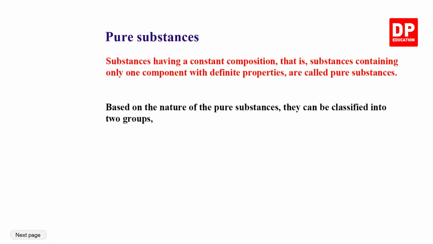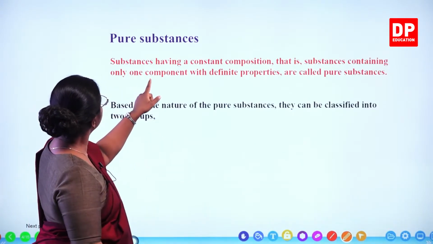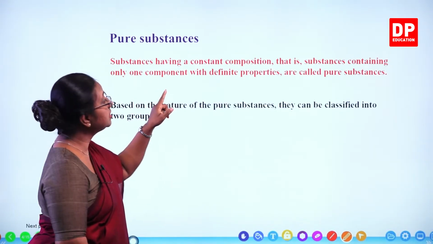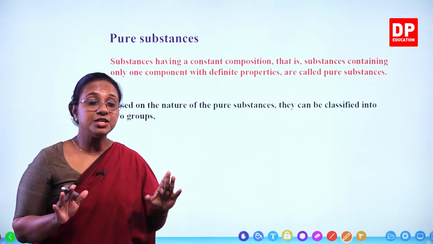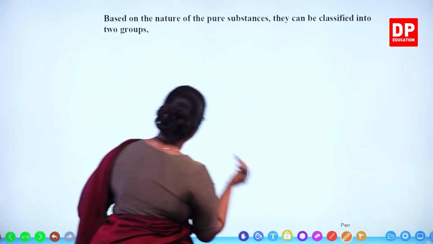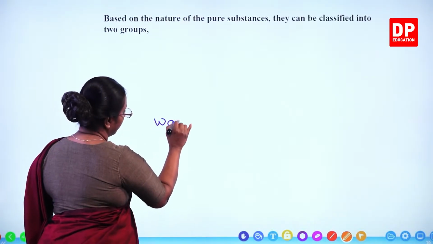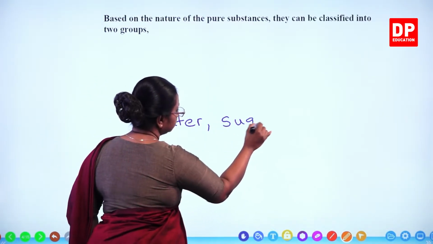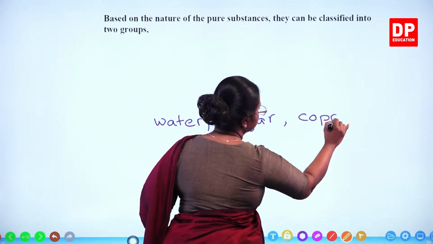So first we will look at pure substances. We will try to understand what pure substances are. Pure substances, substances having a constant composition, that is, substances containing only one component with definite properties are called pure substances. I will explain that. So the first part, substances having a constant composition. When you say constant composition, now we looked at some examples. I will write the examples here. You can remember water, pure water. Then we said sugar. Then there is copper, right?